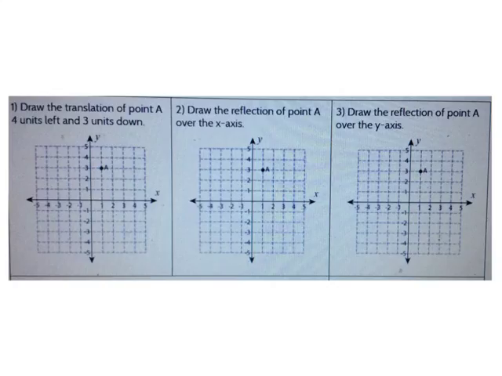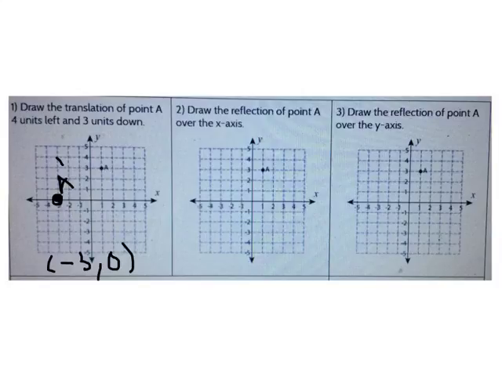Let's dive right in. First, let's do some rigid transformations. 1. Draw the translation of point A 4 units left and 3 units down. Go ahead and draw that translation and then fill in the ordered pair of point A prime. A prime would be located at -3, 0.